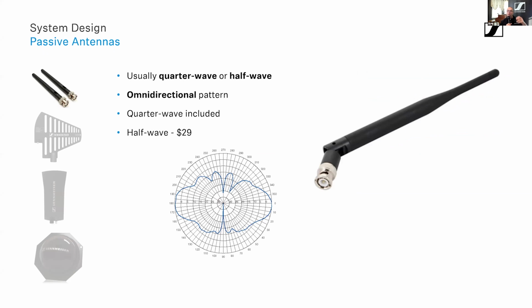They're going to have a little bit of a null point at the very top and bottom. And again, the quarter wave antennas are included. The half-wave antennas are available for a low price of $29. That'll give you a little bit better range, and these are good starting points. Again, the quarter waves can give you up to 330 feet of range with Evolution Wireless Digital.